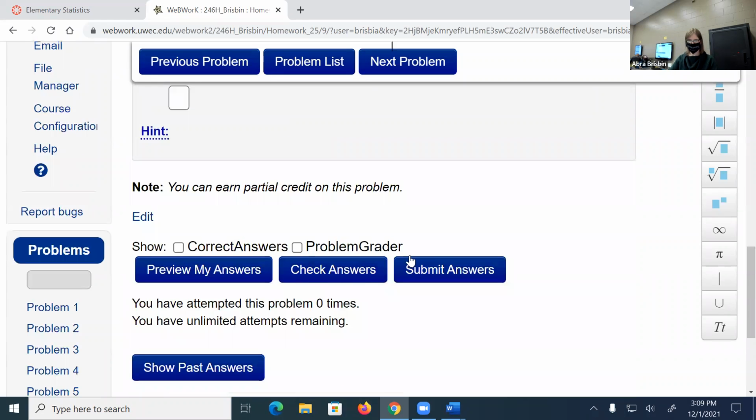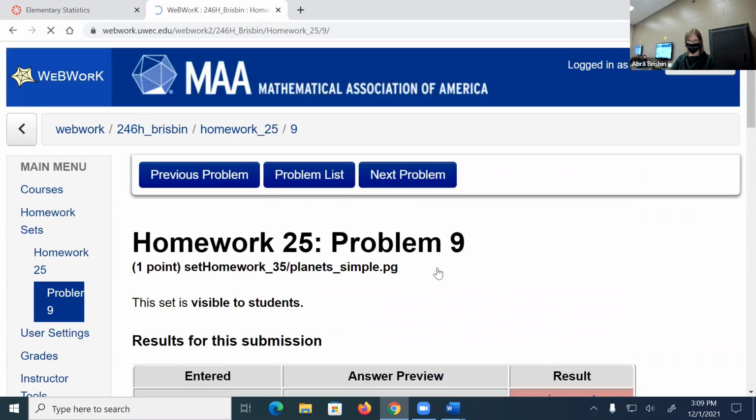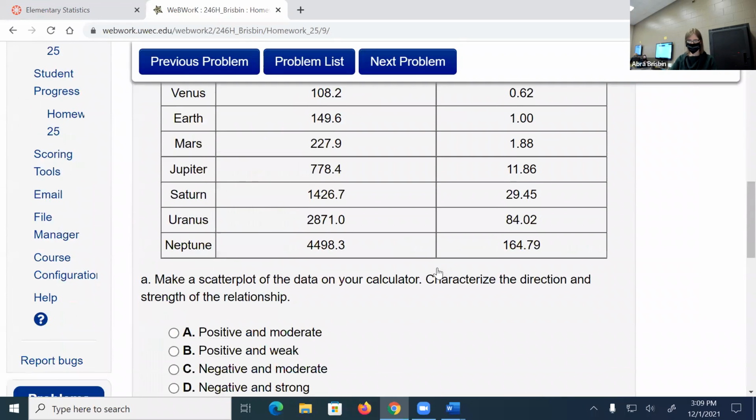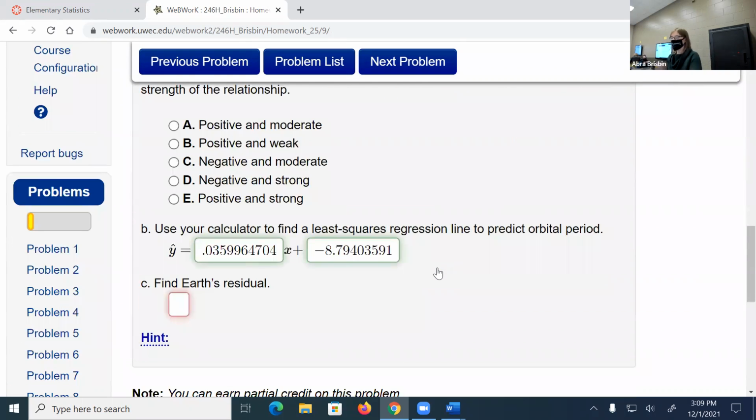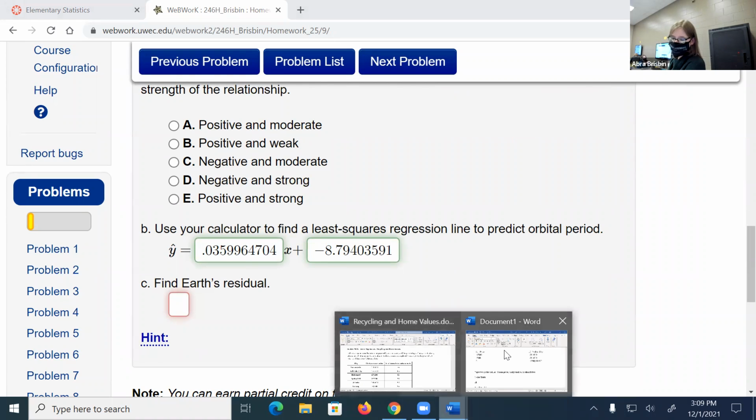All right, and check that I entered those correctly. Looks good. All right. So what is a residual?